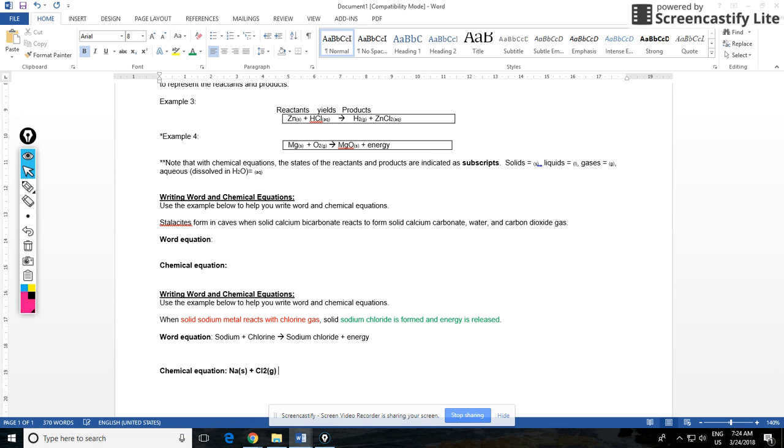And then we have it's producing sodium chloride. So to figure out the formula for sodium chloride, you need to use your crisscross method since it's an ionic compound, Na plus, Cl minus. Do your crisscross or your charge balancing, and you get NaCl in its solid form based on the description, plus energy. You can make sure these are subscripts.